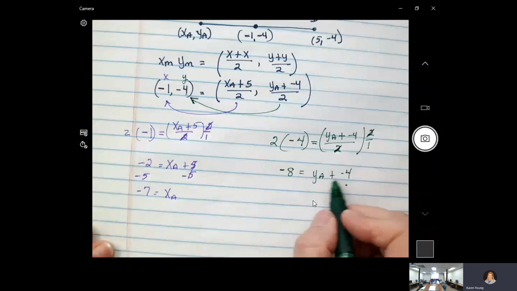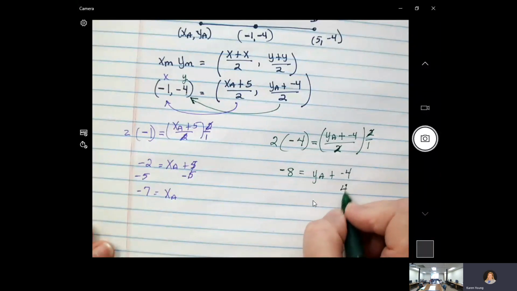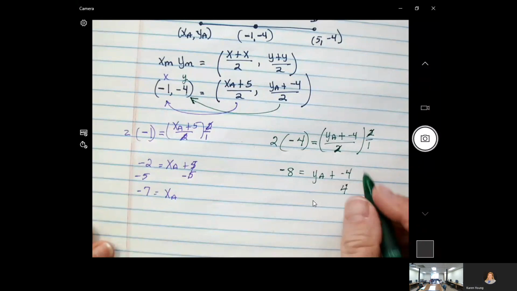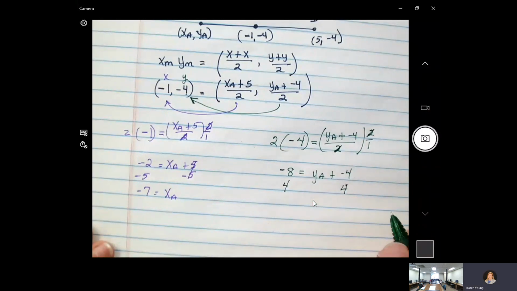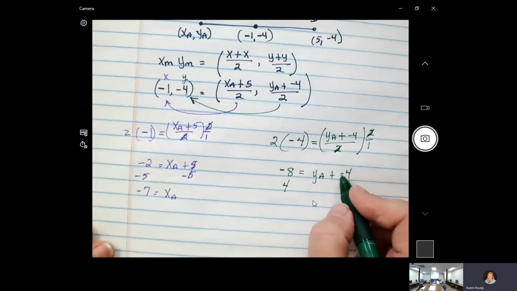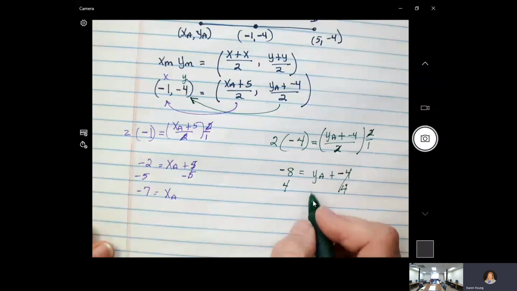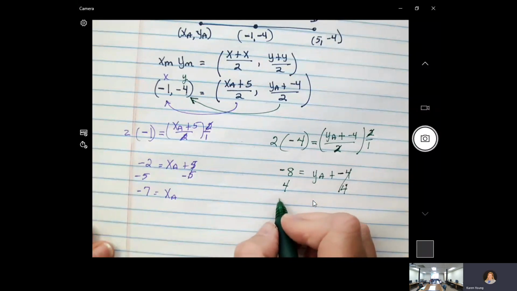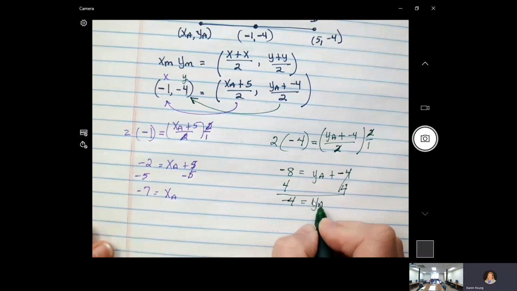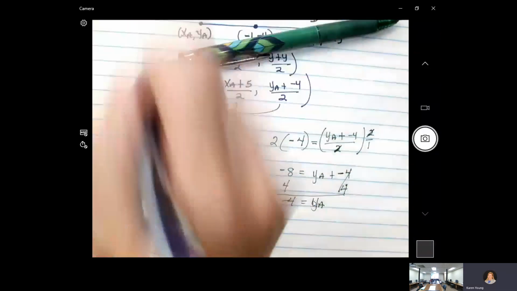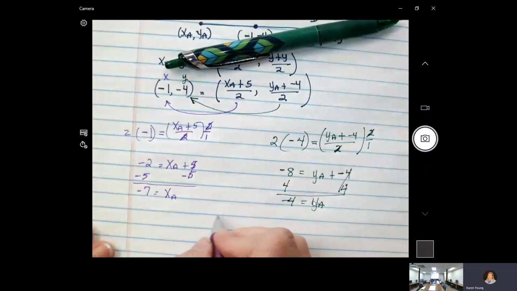Now, even though I'm adding a -4, I'm just going to add a +4 to it. I'm going to add a +4 over here. So -4 plus 4 cancels. -8 and 4 is -4, and that's my ya. So then I have -7 and -4 as my endpoint A.